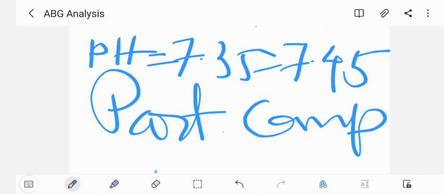Now see, it is an ABG report of a patient. It is a female patient. She has a pH of 7.5, so it is more than 7.45. So it is going towards what? Alkalosis. Now what I have said, see the bicarbonate value, it is 37.1, greater than 26. So it is metabolic alkalosis.